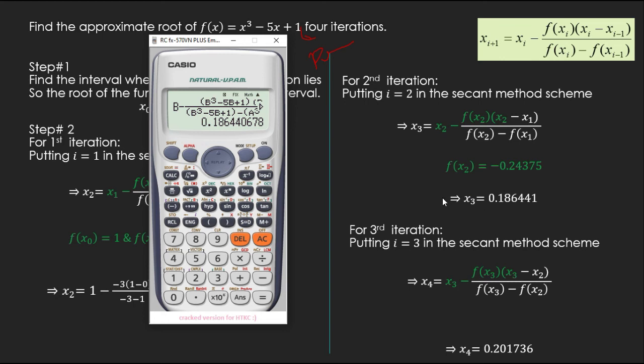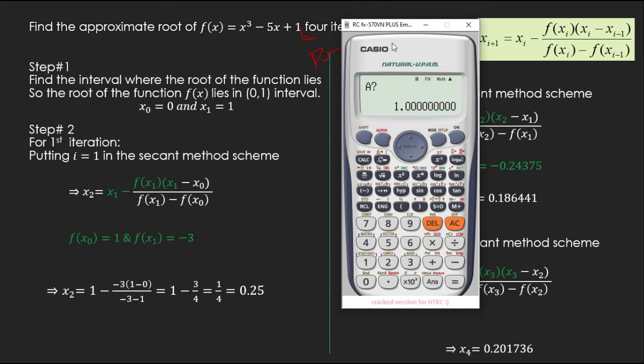Now we have x3 equal to 0.186441. So I will press the calc button and will replace the value of b by 0.186441, and the value of a is now 0.25.